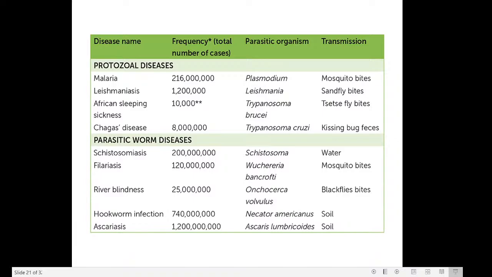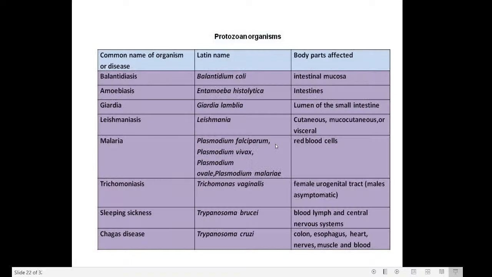The second name is also very important, Ascaris lumbricoides, because here you can see the first name is the same, that is the genus name, Trypanosoma. And brucei causes sleeping sickness and cruzi causes Chagas disease. They are transmitted by various ways also. These things are very important. These are all some other diseases caused by the protozoans.